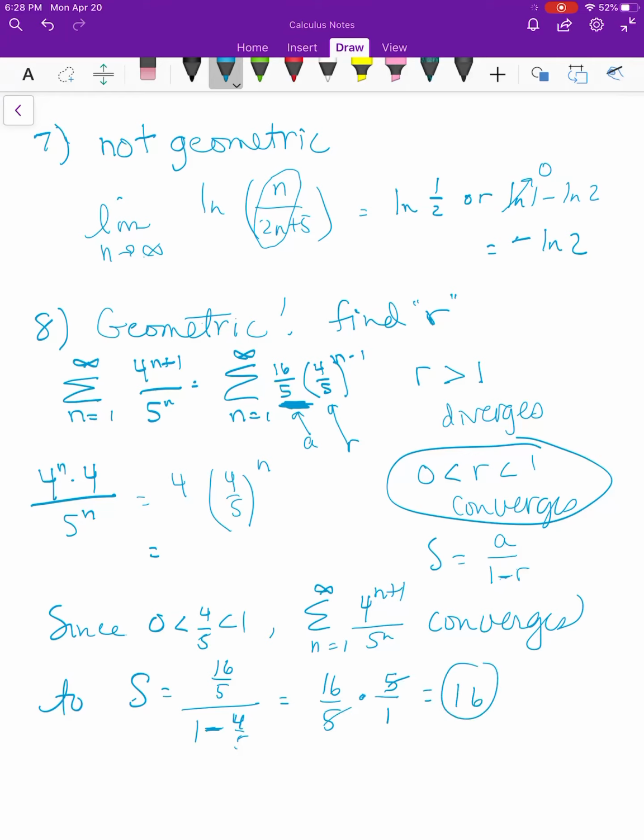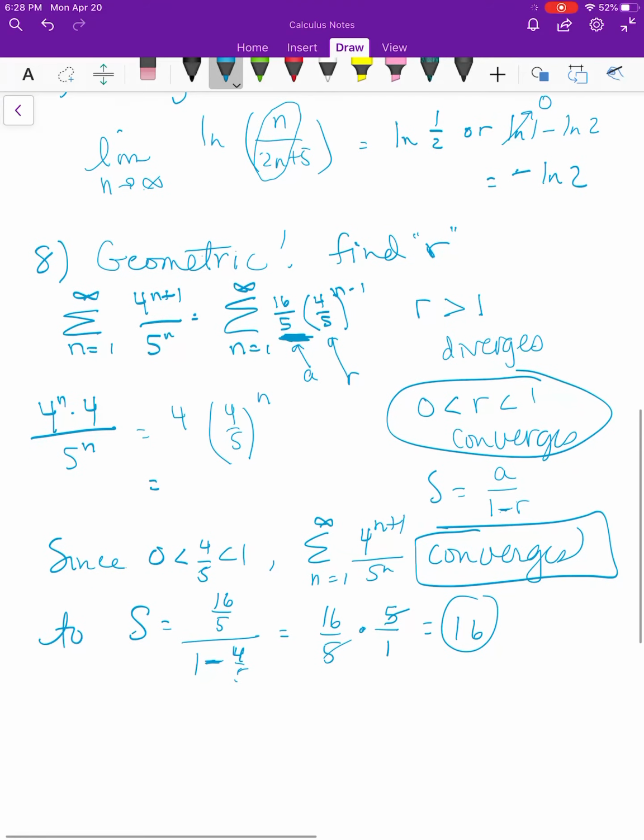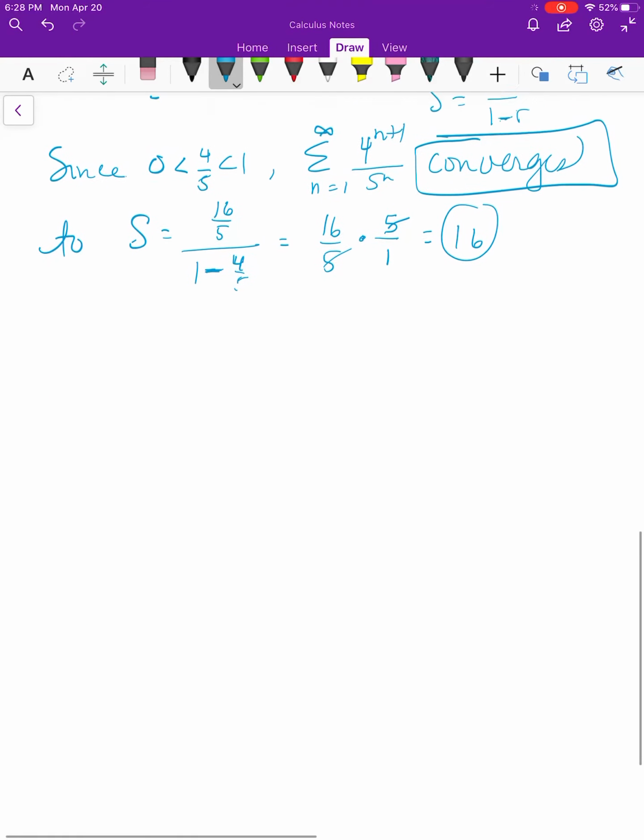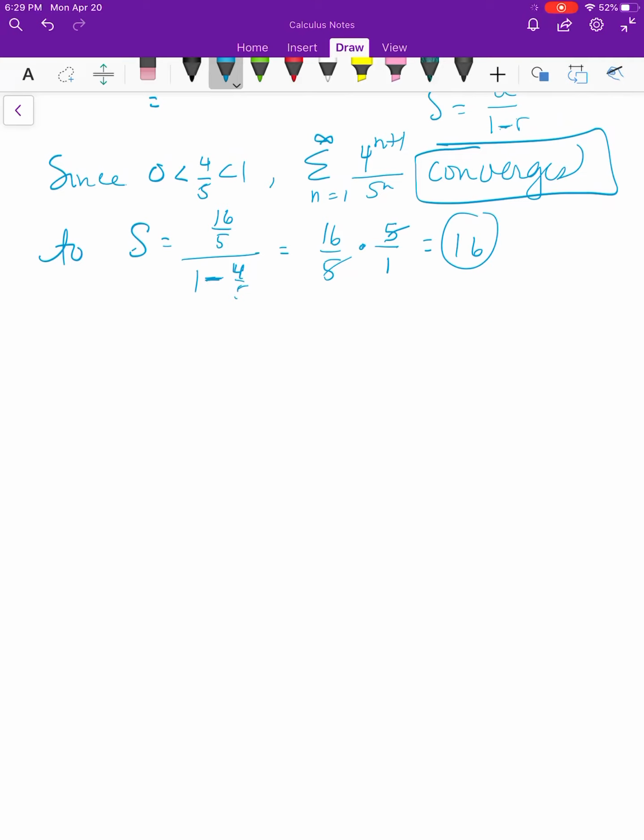to, and then you'll do s equals, you've got your 16/5 divided by 1 minus 4/5. So 16/5 times, and then this would be 1/5 that you're dividing by, so you're multiplying by 5 over 1. The 5s are going to cancel, and it will converge to 16. So converges to 16.